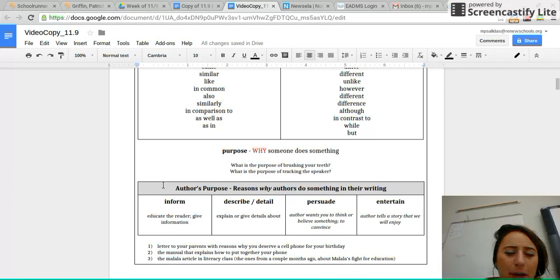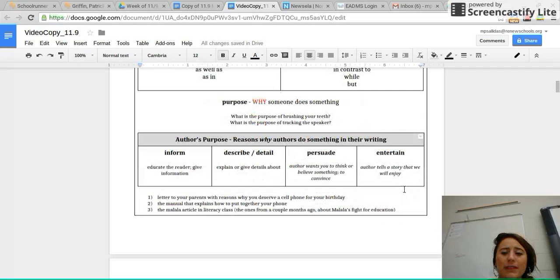So talking about author's purpose, there are reasons why authors do something in their writing. They don't just put stuff in for no reason. So we're going to be looking at writing this week and thinking, okay, why did the authors do this? What was their purpose here?